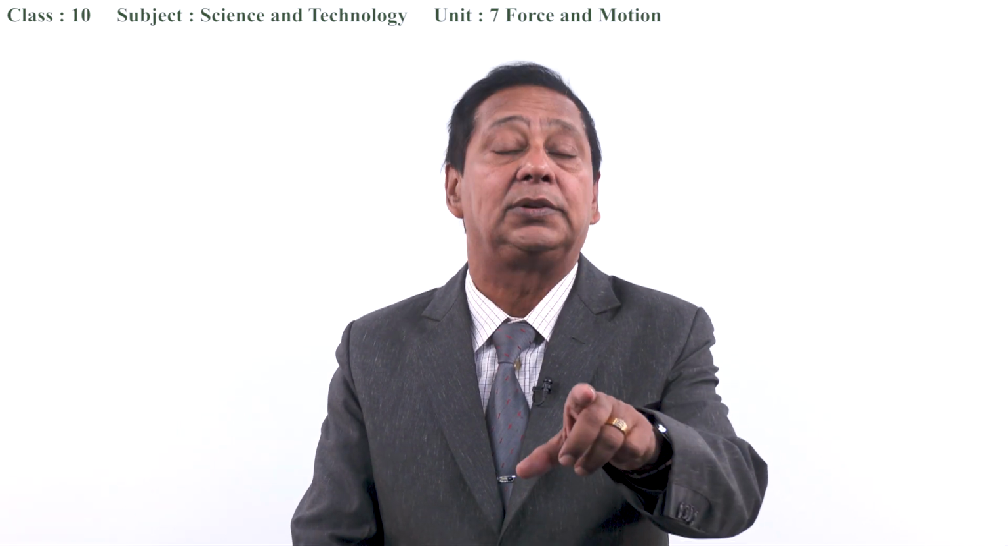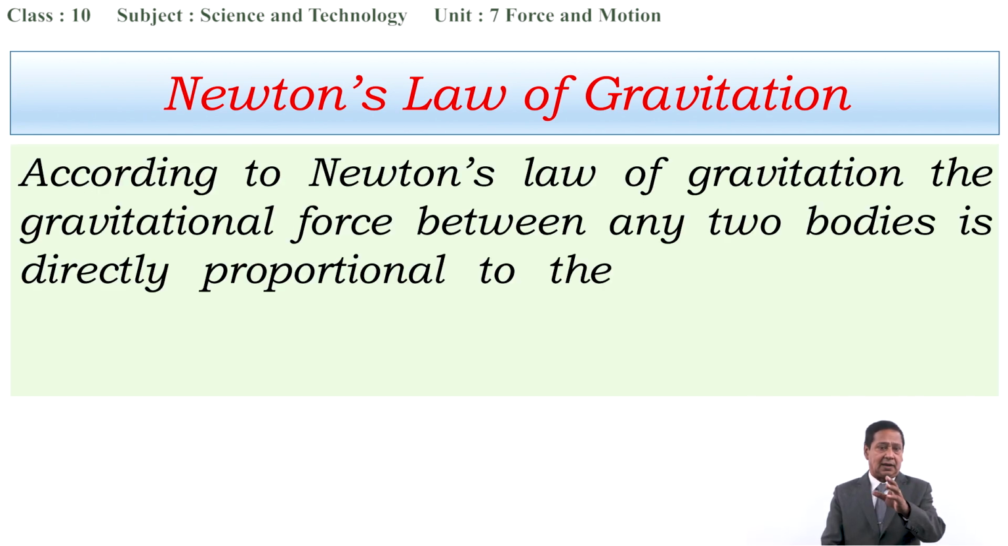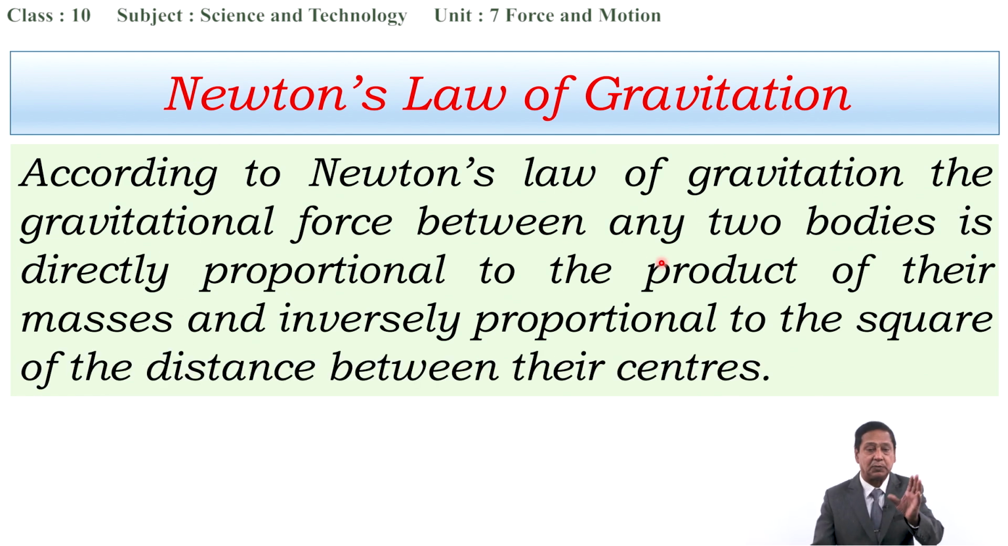Do you remember Newton's law of gravitation? First we have to recall Newton's law of gravitation, and then only we will be able to understand the gravitational constant. Look at this. According to Newton's law of gravitation, which I did in the previous class, the gravitational force between any two bodies is directly proportional to the product of their masses and inversely proportional to the square of the distance between their centers.